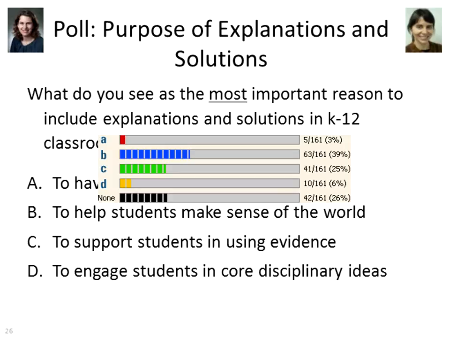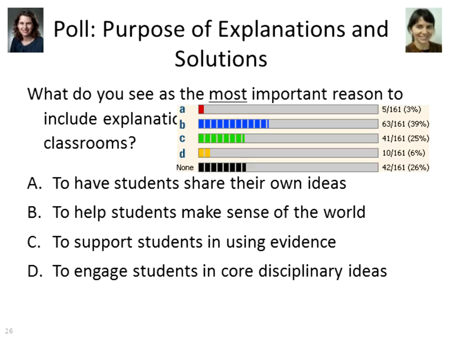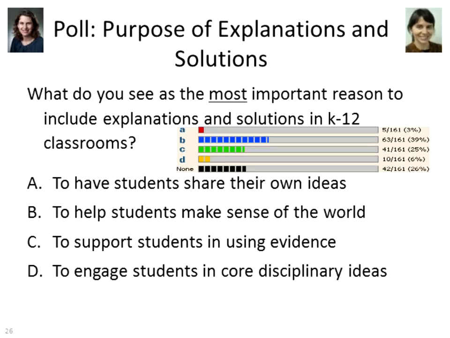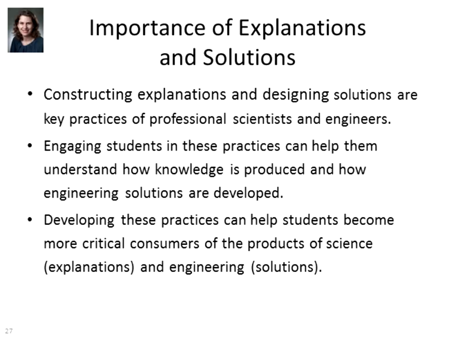All right, so if we see here a graph of the folks that voted, it looks like B was our most popular choice, to help students make sense of the world. And then C came in, to support students in using evidence, with some folks picking A and D as well. That's great. So like I said, I think all of these are important.